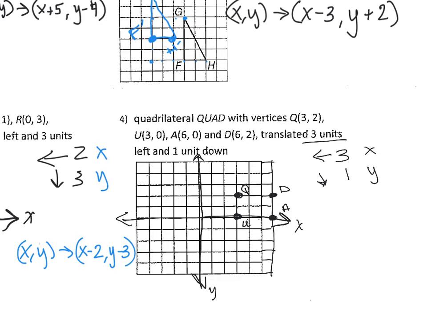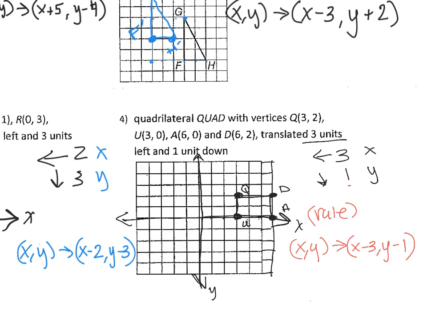Okay, so my rule. So we start with regular X and Y, and what happens to our X? It goes left. So those are our negative numbers, and it went to the left 3 spaces, so X minus 3. And Y, it went down. Those are my negative numbers on the Y axis, so Y minus 1.